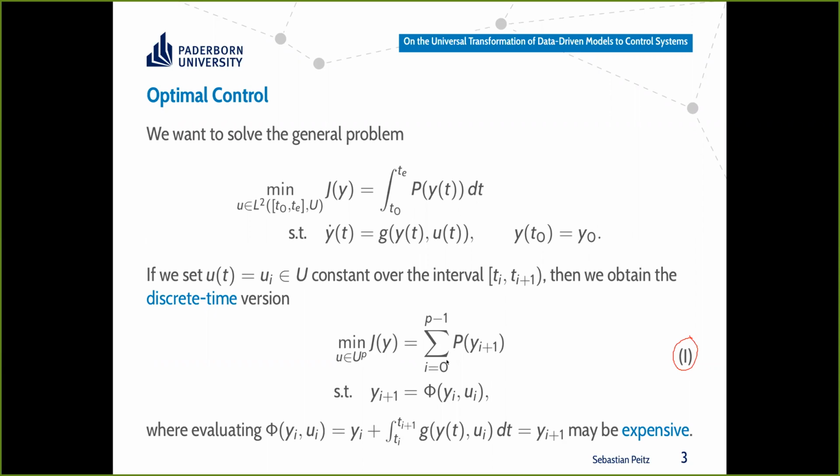So the integral is replaced by the sum, and we have now, as a constraint, a discrete time dynamical system, which is linked to the one above by this time t map phi. And this phi is now the one that's expensive to evaluate. And due to the discrete time version, we have now not a control problem, but a high dimensional nonlinear optimization problem that we need to solve. And we want to replace the phi by something that's cheaper to evaluate.